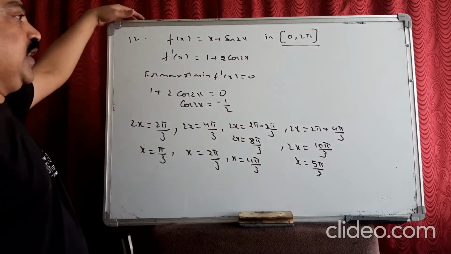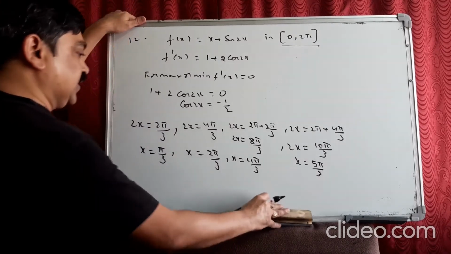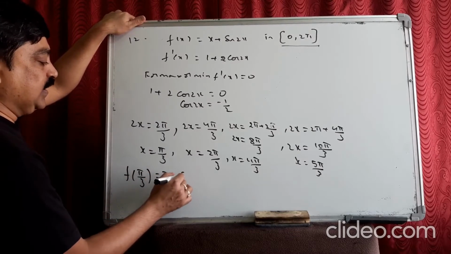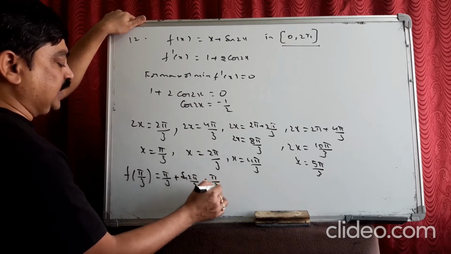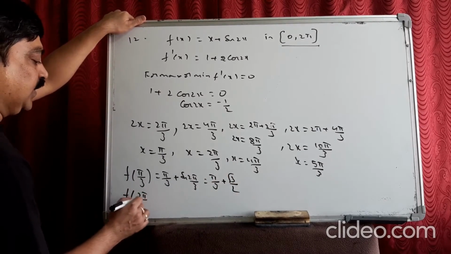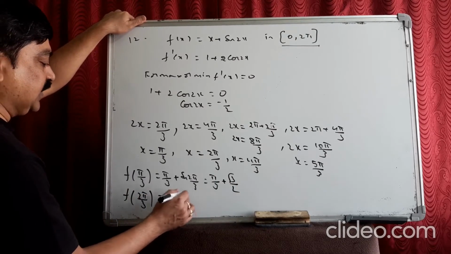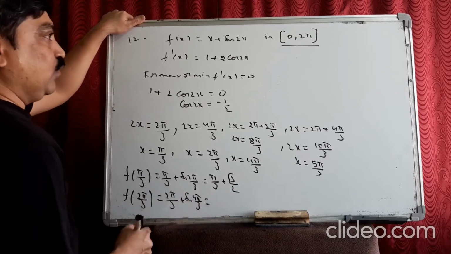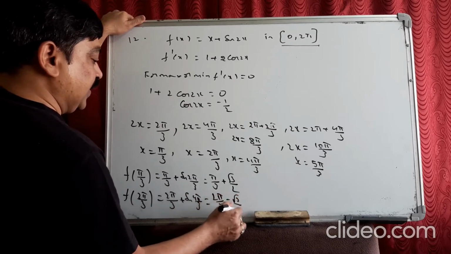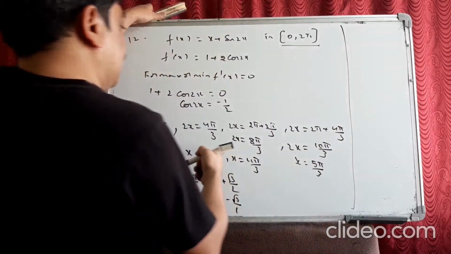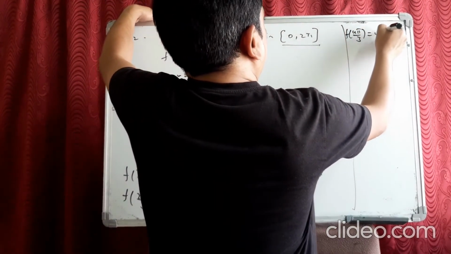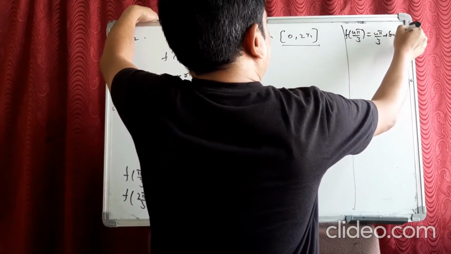So let us substitute all the values including 0 and 2 pi. First one, f of pi by 3 is pi by 3 plus sine 2 pi by 3, that means pi by 3 plus root 3 by 2. Next one, f of 2 pi by 3 is 2 pi by 3 plus sine 4 pi by 3. Sine 4 pi by 3 is in the third quadrant, so 2 pi by 3 minus root 3 by 2. Next one, f of 4 pi by 3 is 4 pi by 3 plus sine 8 pi by 3.